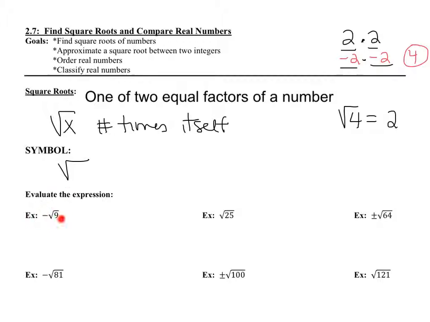So in this first example, because the negative sign's out front, you're being asked to provide the negative square root of 9. So you start by finding the square root of 9, and then you just make it negative. So negative 3. With nothing out front, you're just being asked for the positive square root. So in this case, all you need to provide is 5. And this symbol out front is the plus or minus symbol, or positive negative symbol. So in this case, you're being asked to provide both. So you're giving the positive and the negative square root of 64, which is positive and negative 8.